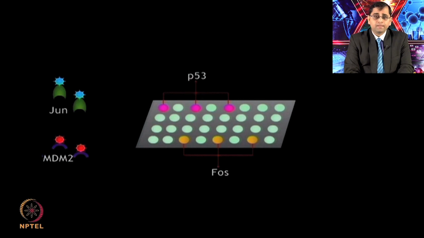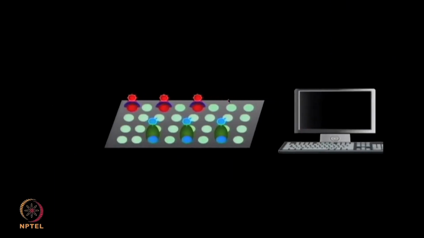So on the array surface, there are both P53 and Phos proteins present. Now if we drag the Jun protein, it should interact with the Phos protein. As you can see by the interactions here, MDM2 protein interacts with P53 protein. Once the interaction is established, then these signals can be detected using a microarray scanner.